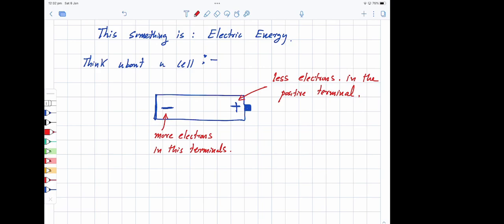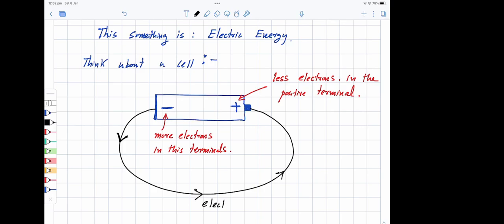Okay. So now understand, I'm going to connect a wire. Right? I'm going to connect a wire now. So now what will happen? So more electrons, less electrons. What will happen? Electrons are flowing from more electrons to less electrons, right? So electrons are flowing this way. Electron flow.